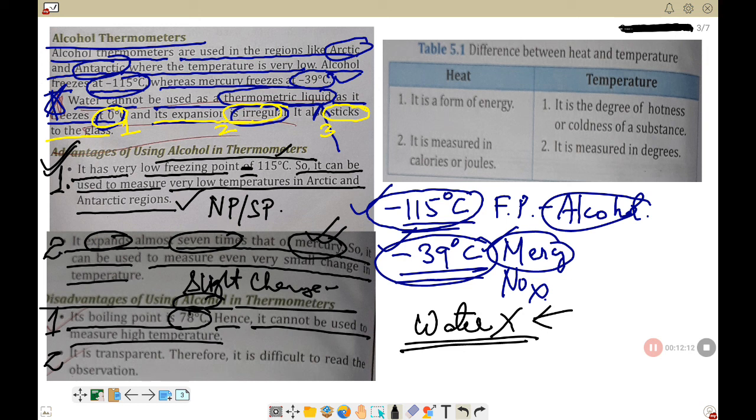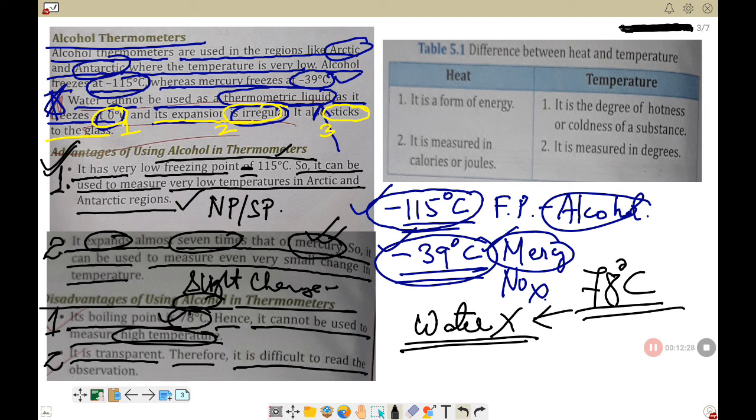See, alcohol thermometer can measure very low temperature but it cannot measure high temperature because at 78 degrees Celsius the alcohol will start to boil, that is boiling. Understand? Now other one is it is transparent, therefore it is difficult to read the observations.